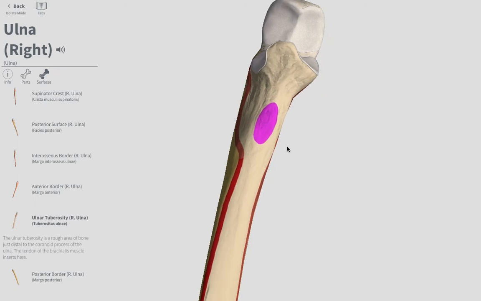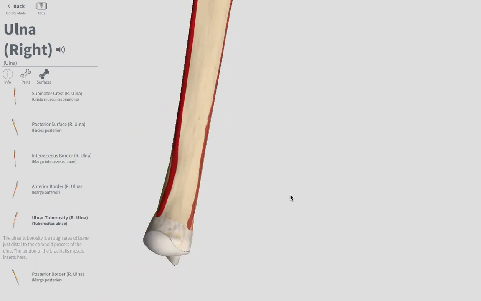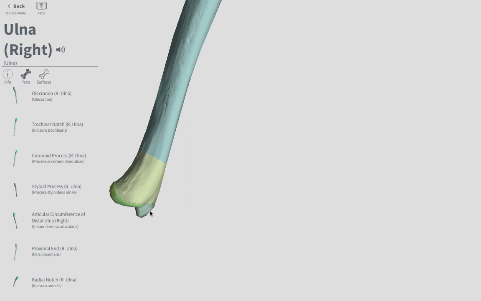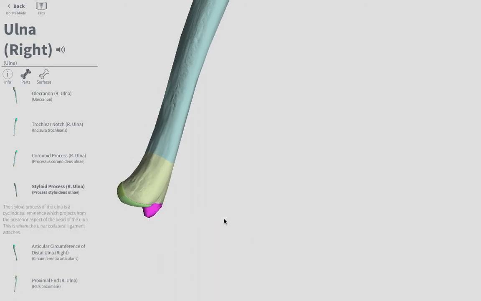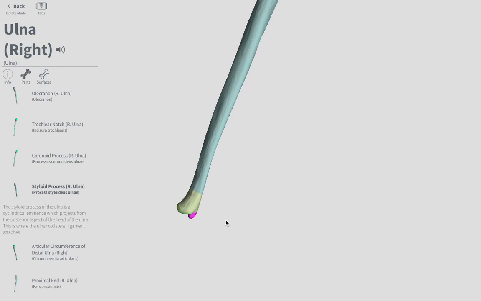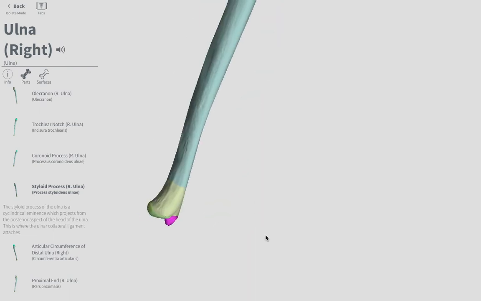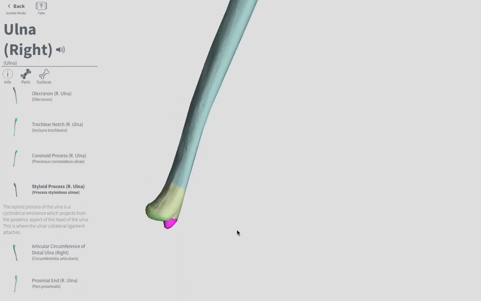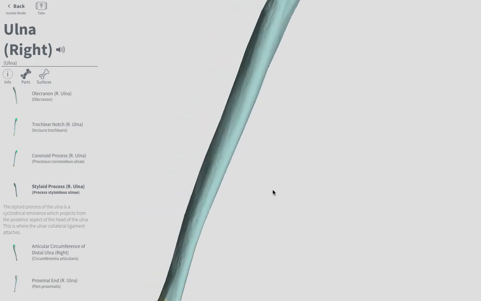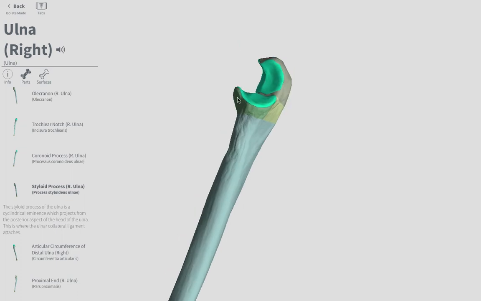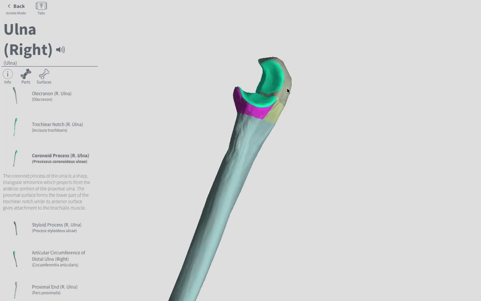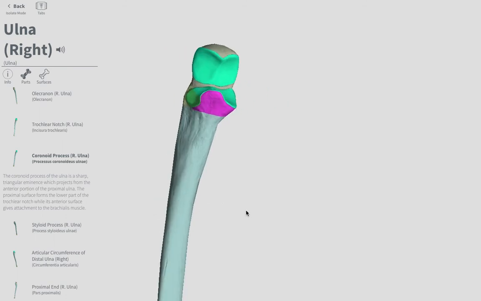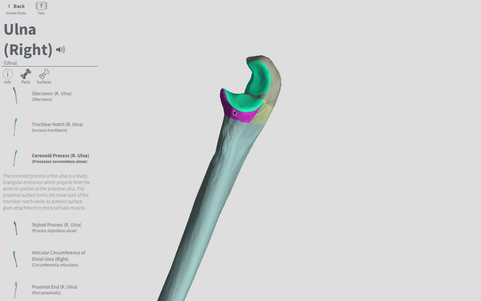The styloid process of the ulna is also going to be at the distal end, and it's also going to be the kind of pointy protrusion. There's the styloid process of the ulna. Coronoid process of the ulna will be this guy right here. Remember, that's the olecranon process. The coronoid process is below on the other side, inferior.